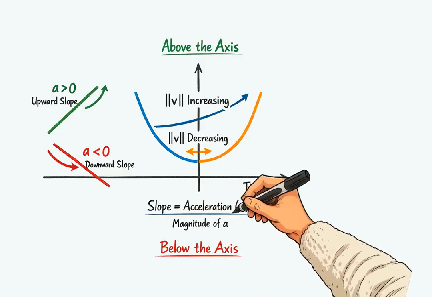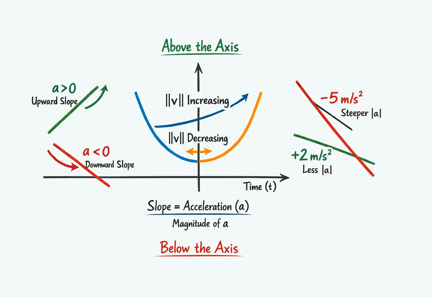Below it, v is less than 0. Upward slope means a is greater than 0. Downward slope means a is less than 0. When the curve moves away from the axis, the absolute value of v increases. When it moves toward the axis, the absolute value of v decreases. Talking about magnitude separately also matters.